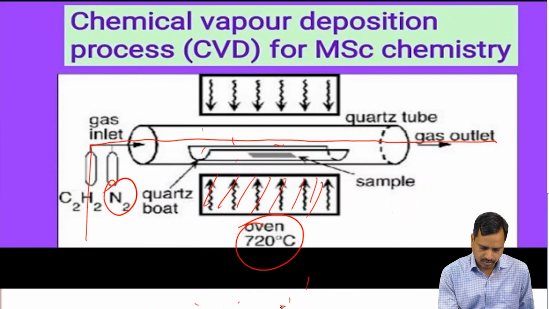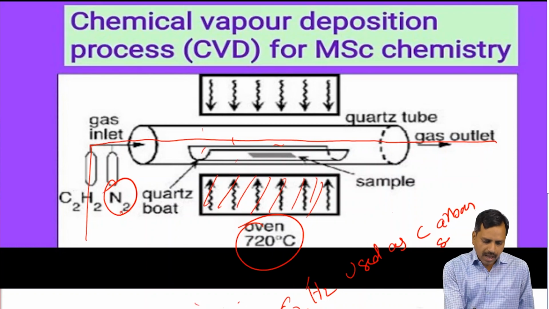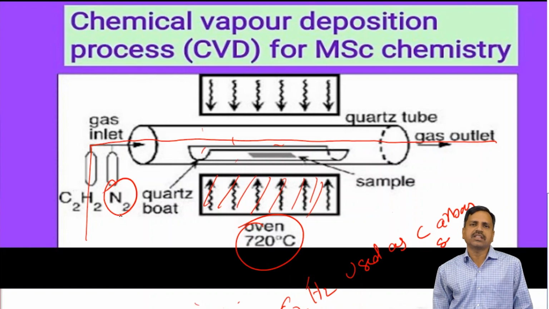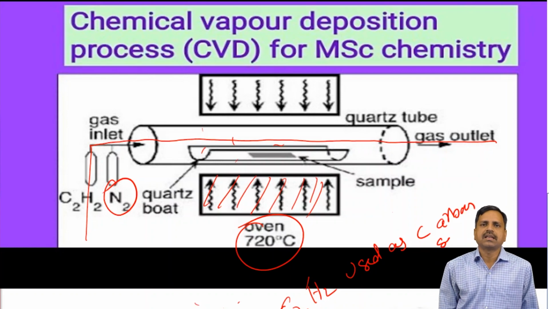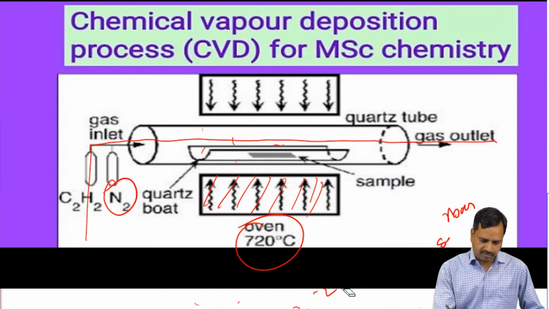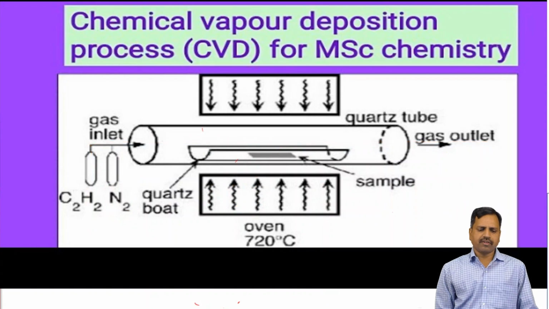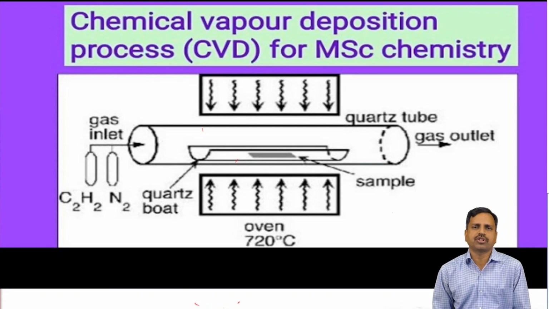C2H2 will be used as the carbon source, and nitrogen, we know, is an inert gas. It does not take part in any chemical reaction. So what will we get as the final product here? This carbon. So the main aim in this chemical vapor deposition is the synthesis of carbon nanomaterials.